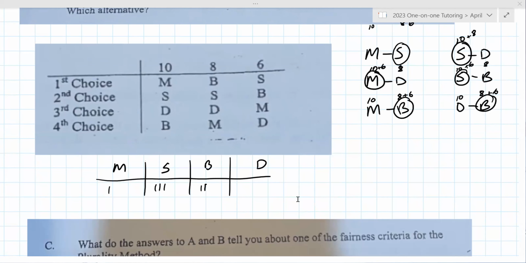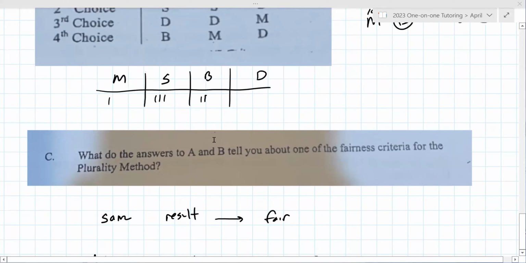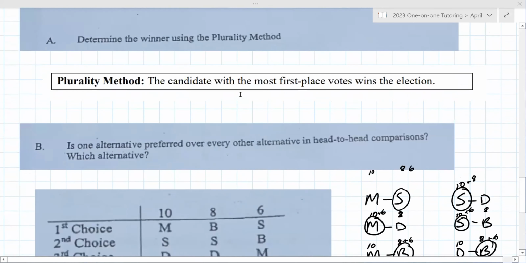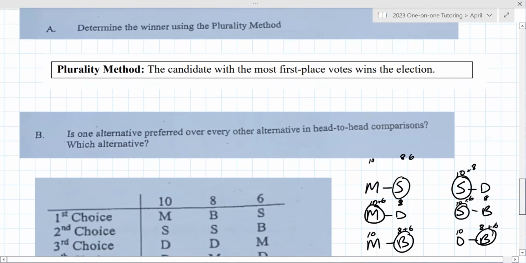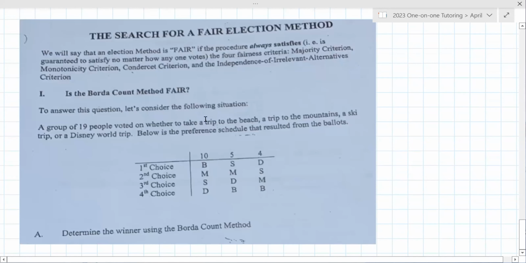What was nice here is we did the pairwise comparison again. The plurality method, this is the most simple way to explain it. The candidate with the most first place votes wins the election. So now let's go to Borda count. The Borda count method.